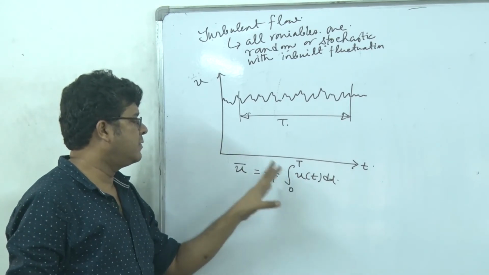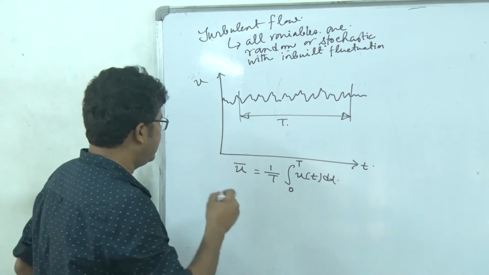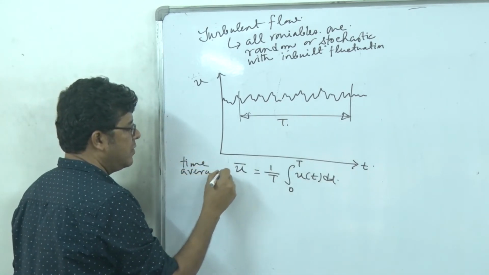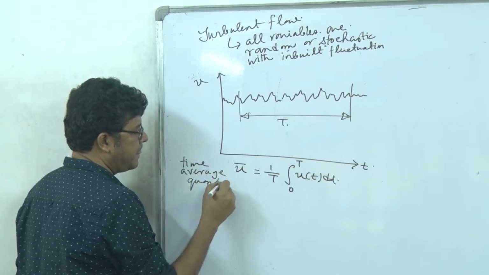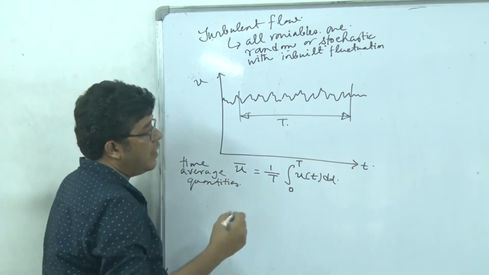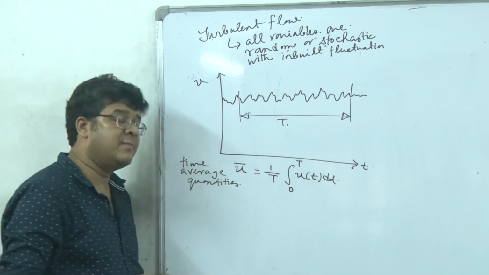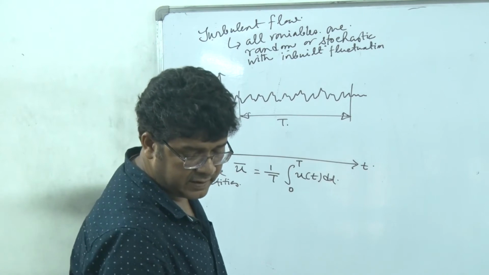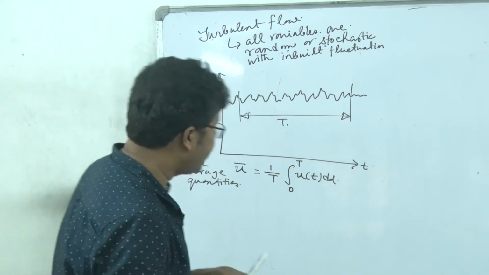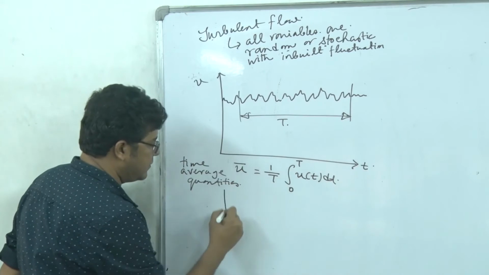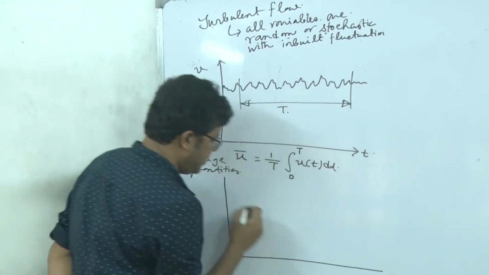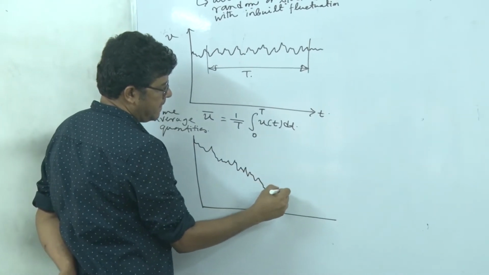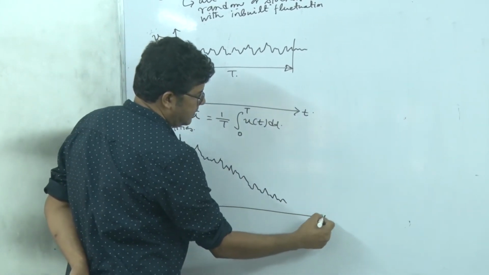However, this is quite fine, so we have got a time average. So this is defined as time average quantities. However, the very definition of this time average will become invalid if there is a trend, like u varies with t in this form.